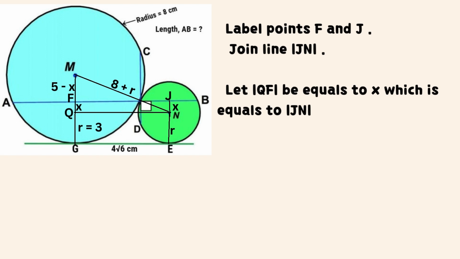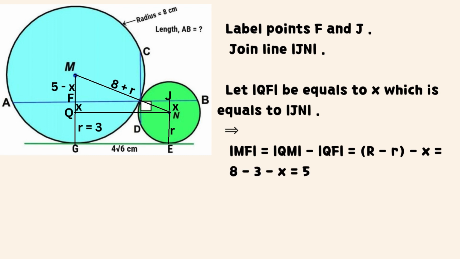Label points F and J. Join line JN. Let QF be equal to x, which is equal to JN. It implies that line MF equals line QM minus line QF, which equals 5 minus x after simplification of substituted values. Therefore, the length of line MF equals 5 minus x.